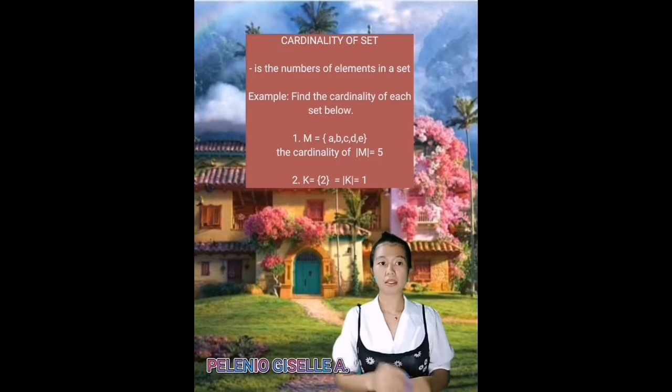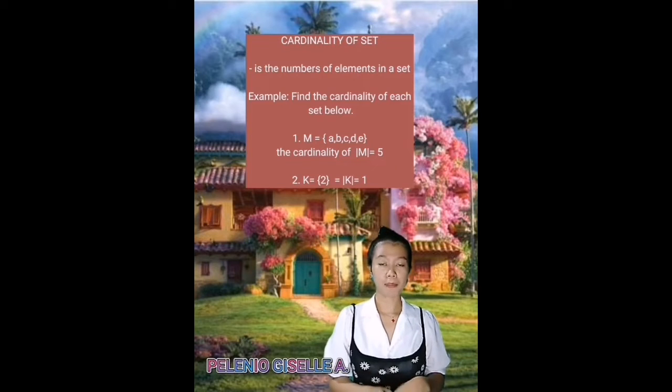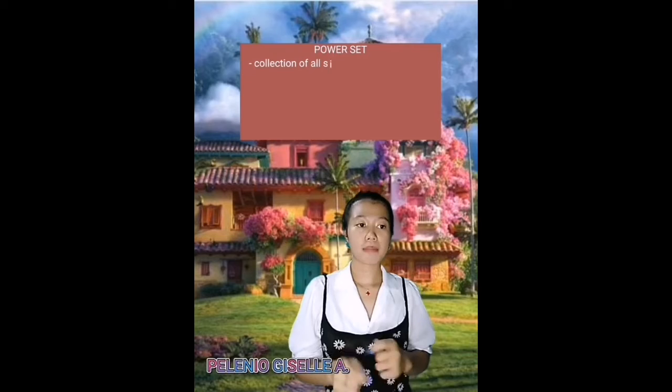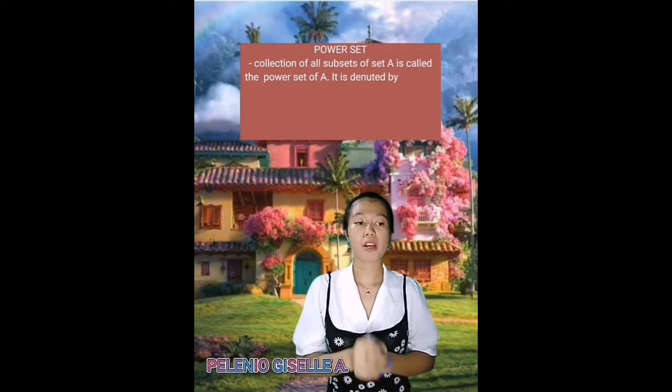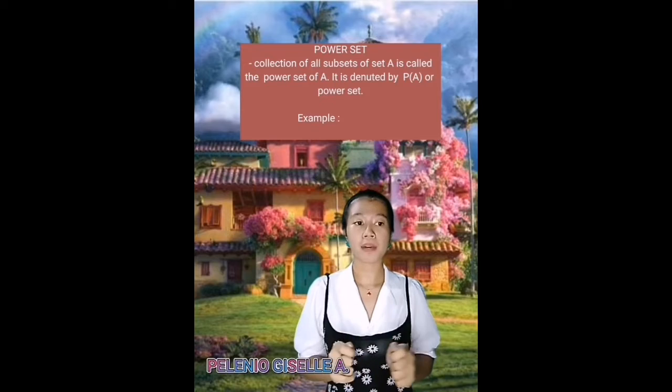A, B, C, D, and A. So, the cardinality of M is equal to 5 because we have only 5 elements. Power set: the collection of all subsets of set A is called the power set of A. It is denoted by P(A). In a power set, every element is a set.